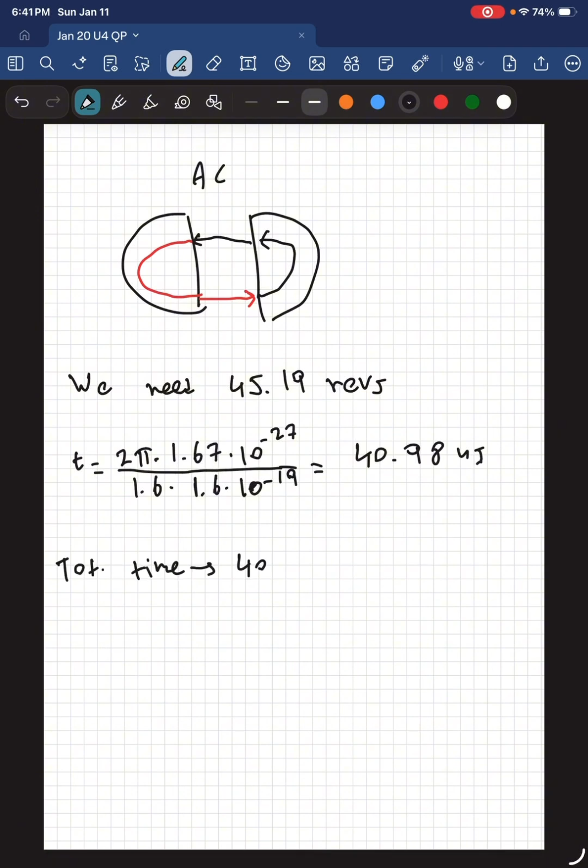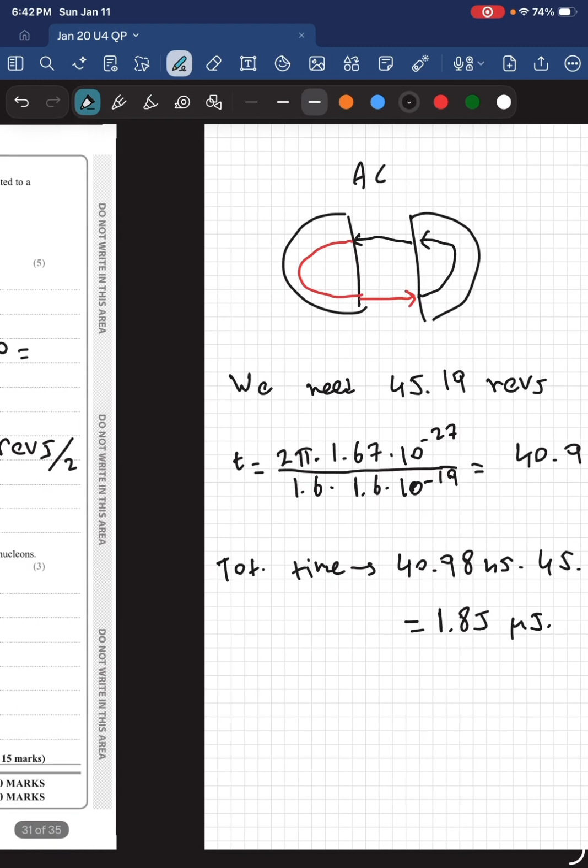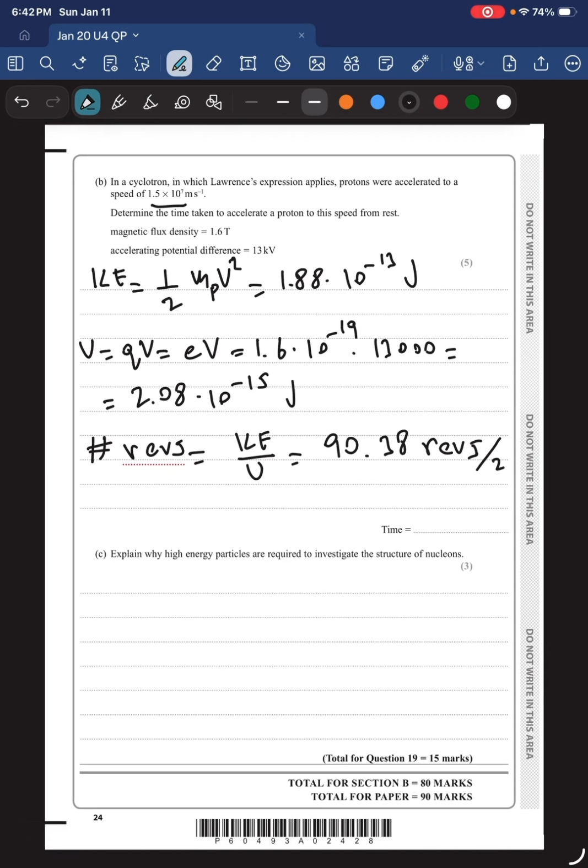Okay, so the total time will be 40.98 nanoseconds times 45.19. So this should be 45 times 40.98 times 10 to the negative 9. So 1.85 microseconds, which is very fast actually. Okay, this is the answer. And part C is the last part, explaining why high energy particles are required to investigate the structure of nucleons.